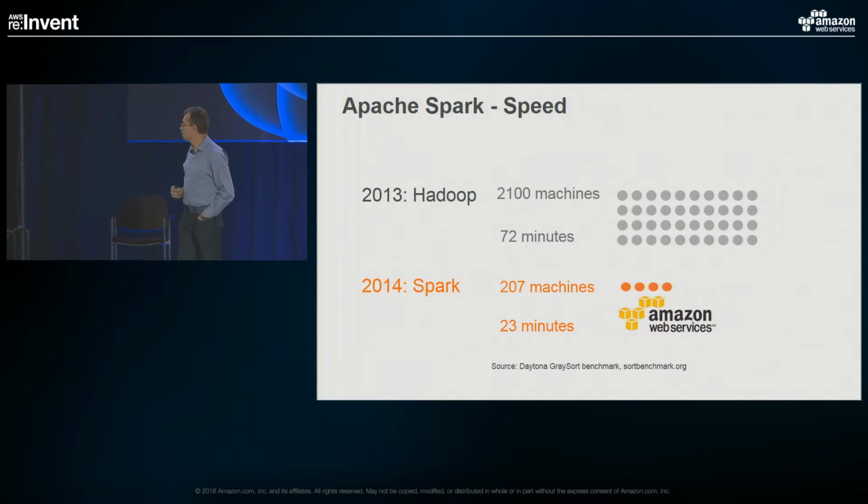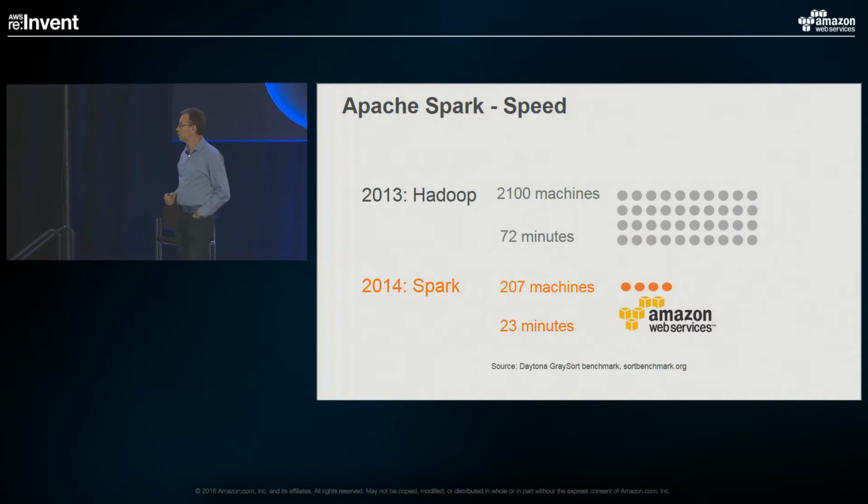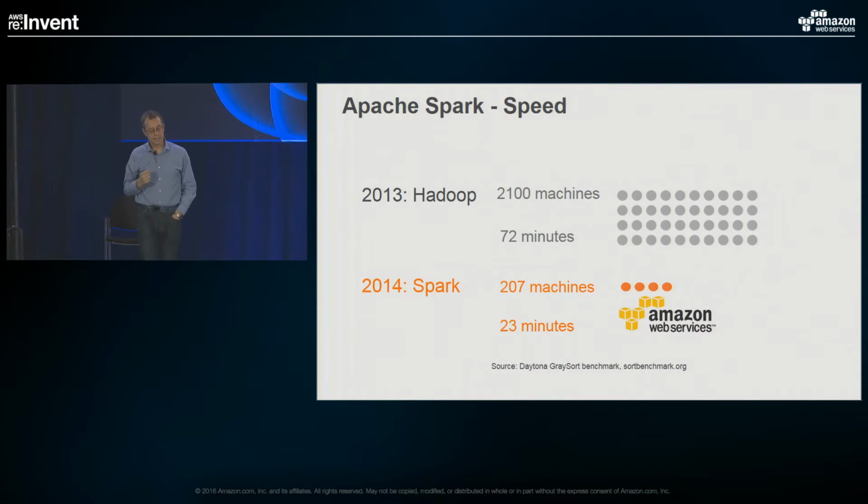And this is from 2014. Spark won the Daytona GraySort benchmark, with the best numbers. To give you a sense, the previous year, the record was held by a Yahoo Hadoop cluster, sorting 100 terabytes of data using over 2,000 servers, and it took 72 minutes. In 2014, Spark on Amazon EC2 took 3 times less time, and on 1/10 of the number of machines.